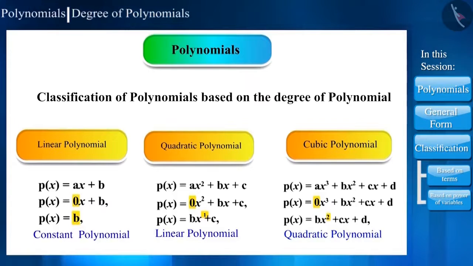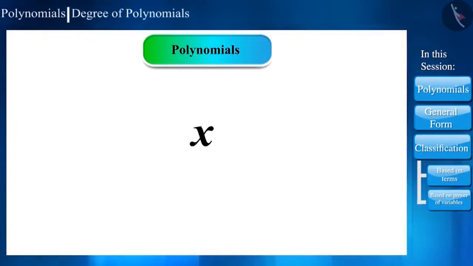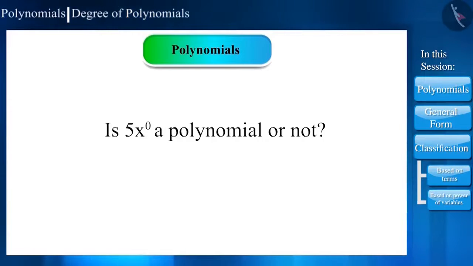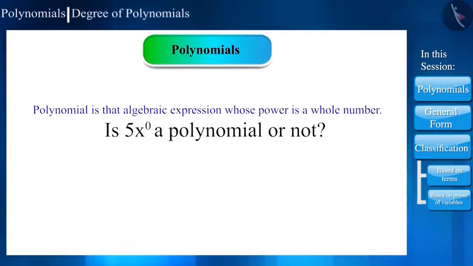Let's assume that there is an expression whose power is 0. For example, 5 times x to the power of 0. Then, would it be a polynomial? During such dilemmas, we should focus on the definition, which says that if the power of any expression is a whole number, then the expression is a polynomial, and 0 is a whole number. Hence, it is a polynomial.